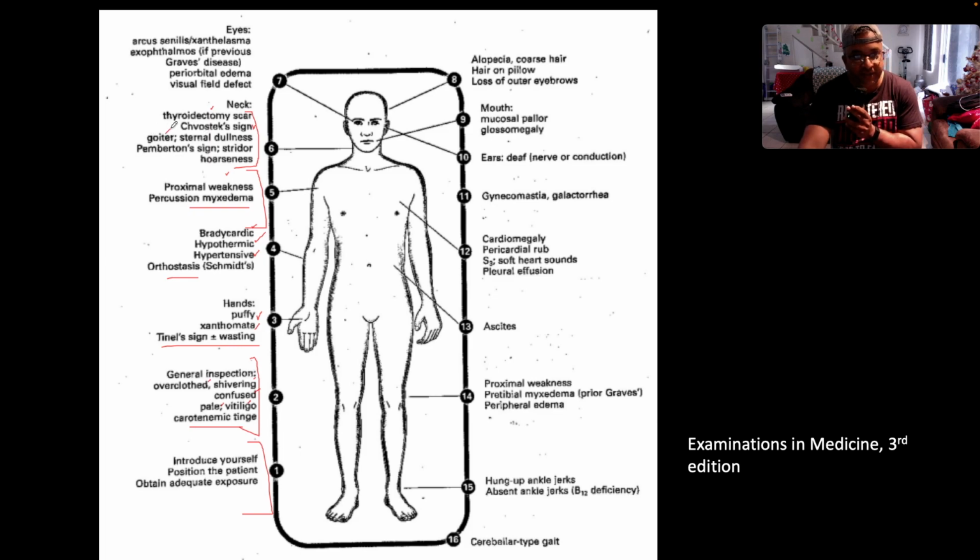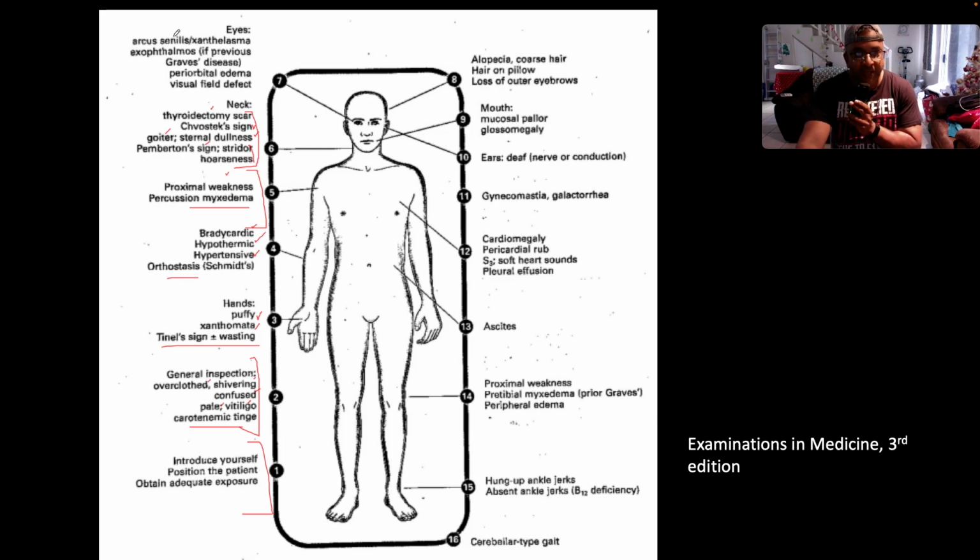Is there goiter? Is there sternal dullness, implying retrosternal extension? Is there Pemberton sign? We discussed this in the video on hypothyroidism. Is there stridor? Is there hoarseness, implying that that huge goiter is now compressing the airway, compressing the recurrent laryngeal nerve, causing a very hoarse voice?